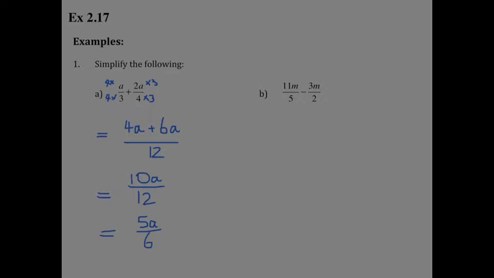We need to get a common denominator of 10. So I'm going to multiply top and bottom of the first fraction by 2. 2 lots of 11m give me 22m. Minus, now I've got to multiply the second fraction by 5 to get a 10 on the bottom. So 5 lots of 3m is 15m. 22 take away 15 is 7. So I get 7m over 10 as my answer to that question.